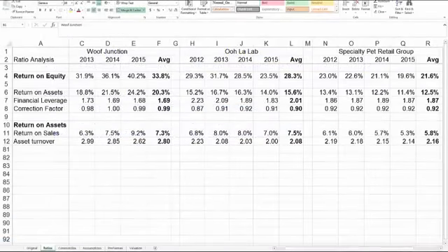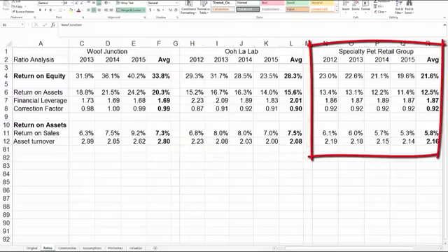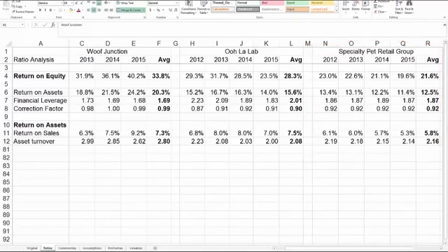So let's do a comparison for Wolf Junction. In the spreadsheet, I have one of their competitors, Oola Lab, and I also have the average for the specialty pet retail group. So for Wolf Junction, we can see that their average ROE is higher than Oola Lab and higher than the specialty pet retail group. And remember, for Wolf Junction, we saw upward trends in ROE, also for ROA and return on sales. But if we look at the competitor, Oola Lab, there's not an upward trend. In fact, it's going down the last 3 years. Similar thing for the specialty pet retail group.